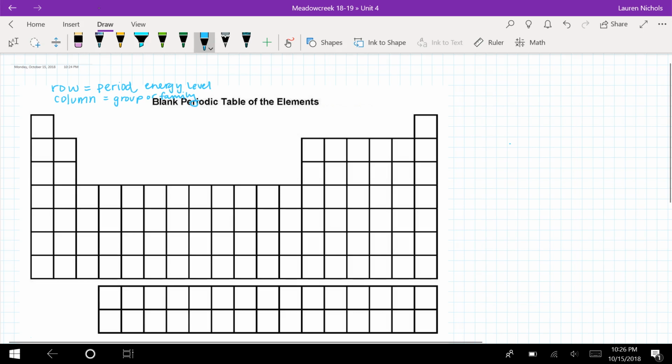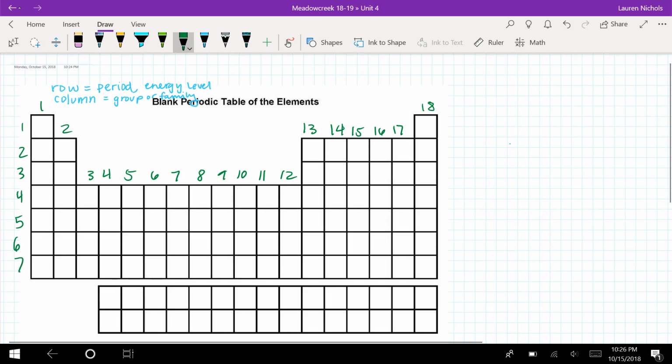And so when we look at the periodic table, we see that there are 18 columns. So 1, 2, 3, 4, 5, 6, 7, 8, 9, 10, 11, 12, 13, 14, 15, 16, 17, 18. Okay. And there are 7 rows. There's 7 down the side.